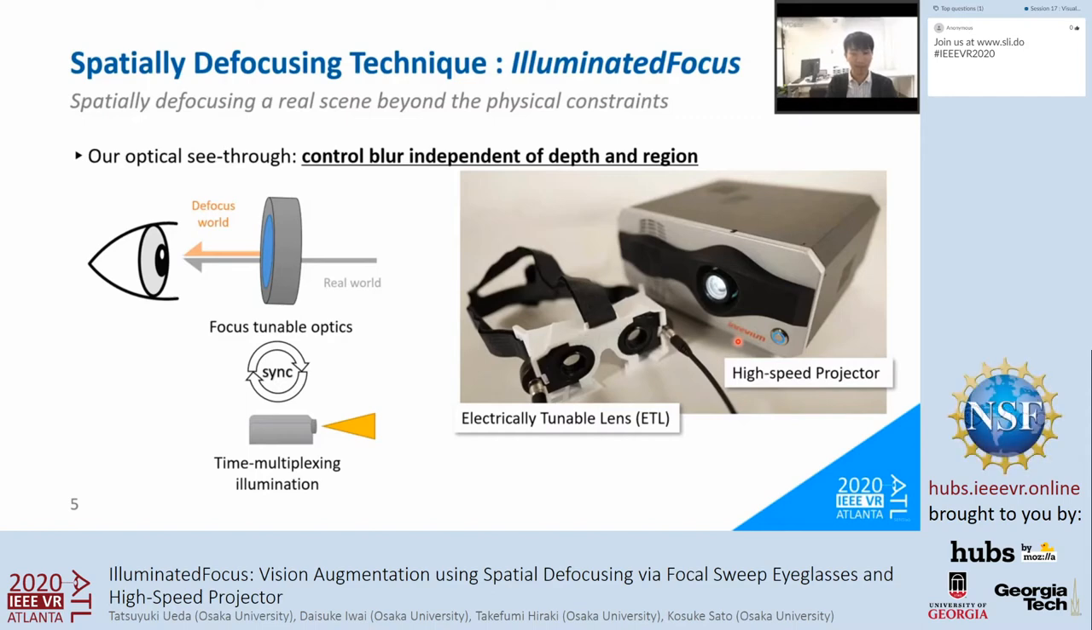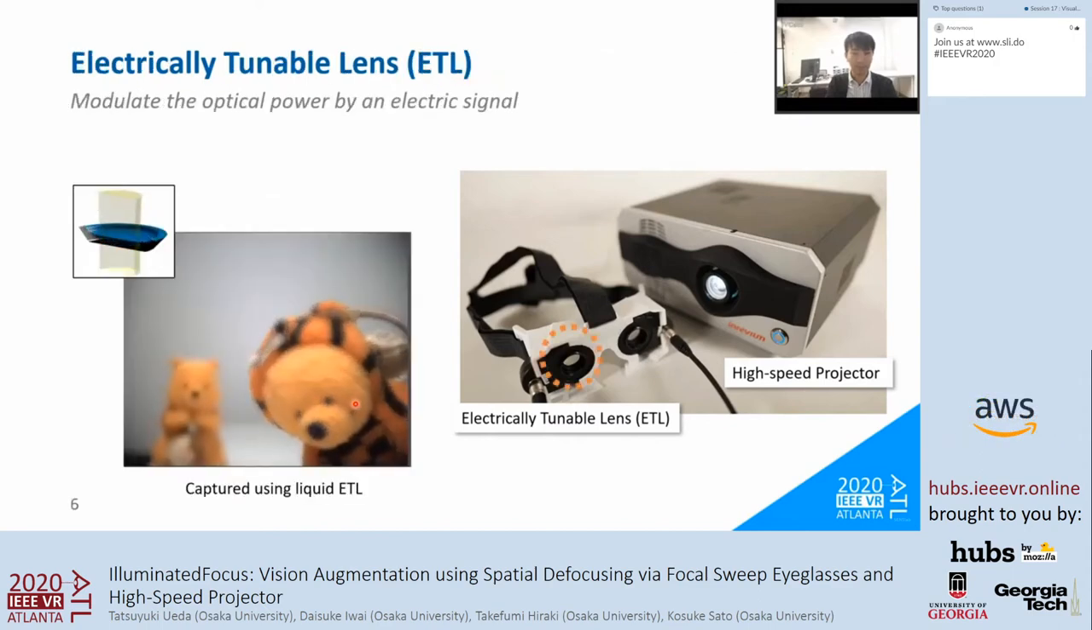In order to add a blurring function to OST AR, we employ an electrically tunable lens, ETL, as a focus tunable optics system. And we use a high-speed projector as time multiplexing illumination to determine the blurred region of a real scene. Illuminated Focus makes spatially defocusing a real scene possible beyond the physical constraints by synchronizing these devices. ETL is a lens that can modulate the optical power by an electric signal.